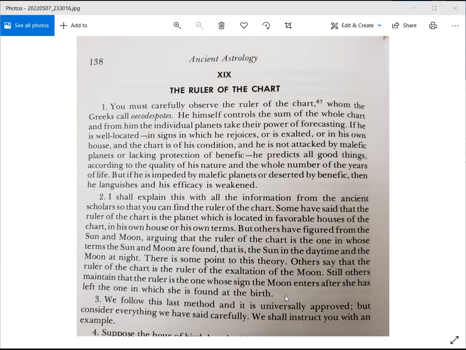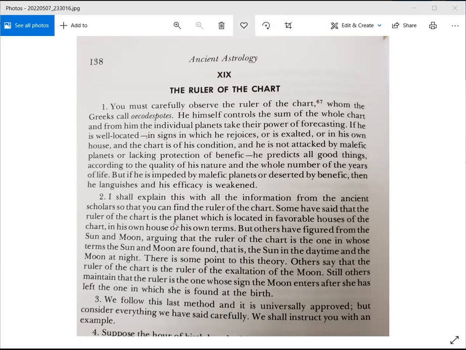So this is interesting. He gives like 4 or 5 different options for what a chart ruler is. And then he confirms after, he says, we follow this last method and it is universally approved, but consider everything we have said carefully. We shall instruct you with an example. So I'll show you a chart example of what this means.